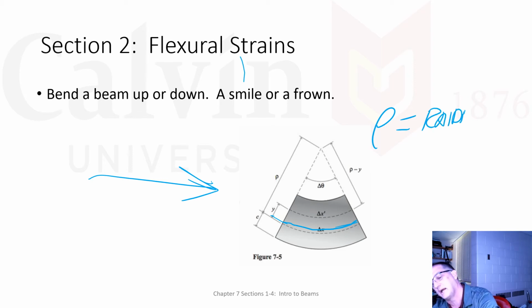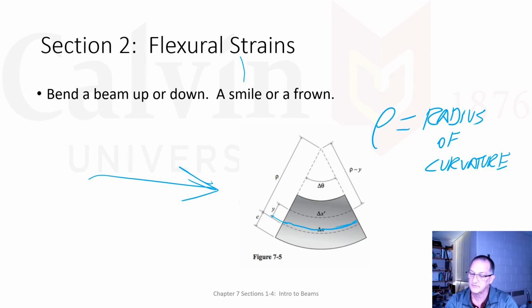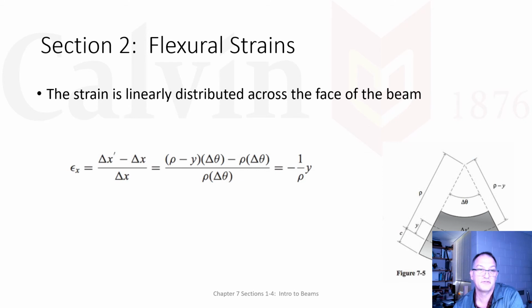Radius, R-A-D-I-U-S, of curvature. And so then the length of that curve is going to be rho times some angle, and that's this delta theta. Then I can compare the lengths at each of these different heights, because that's rho times that delta theta, but the theta is the same for all of them. So now let's look at the following equation. With those definitions, we get this equation.